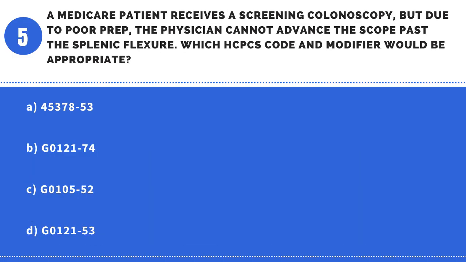Question 5. A Medicare patient receives a screening colonoscopy, but due to poor prep, the physician cannot advance the scope past the splenic flexure. Which HCPCS code and modifier would be appropriate? A. 45378-53. B. G0121-74. C. G0105-52. D. G0121-53.